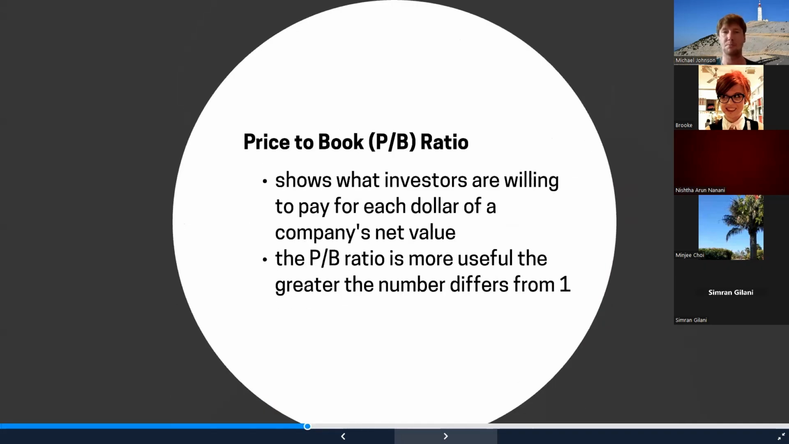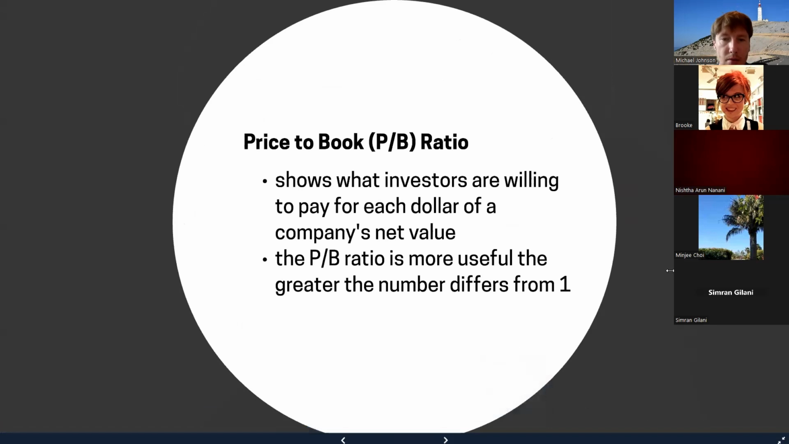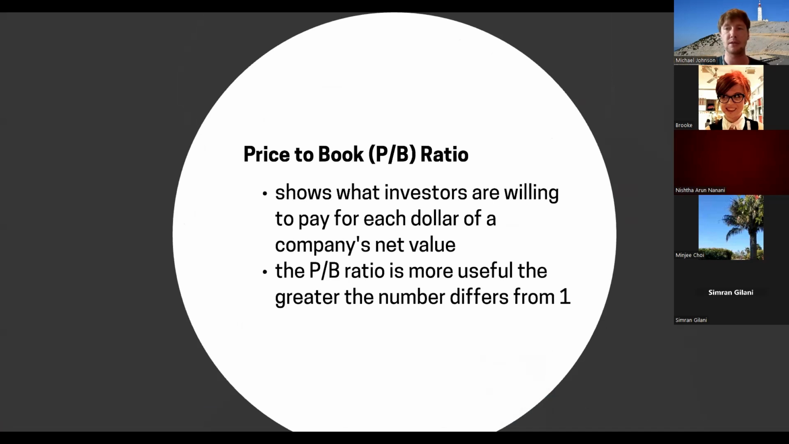And then price to book, P/B ratio, shows what investors are willing to pay for each dollar of a company's net value. The P/B ratio is more useful the greater the number differs from 1. So if the P/B ratio is high, like 10, that can be a problem, because the company is priced at 10 times its assets. So there is a lot of room to fall in the price. That becomes an issue and could be a big risk there. So you've got to watch out for that.